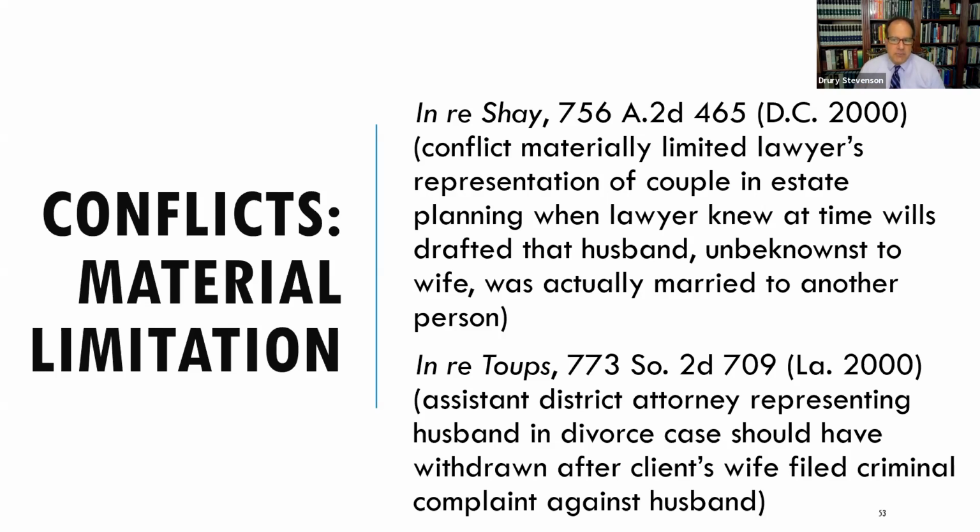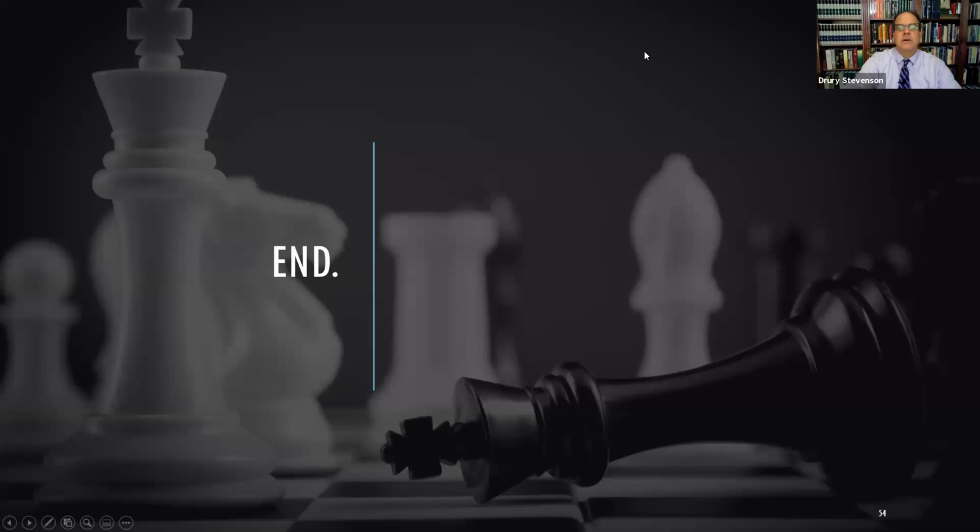Next, there was an example from Louisiana in 2000. Let's say an assistant district attorney representing a husband in a divorce case should have withdrawn after his client's wife filed a criminal complaint against the husband. So he's representing one person in a divorce, but in some small towns, you have private firm lawyers who also do contract work as the prosecutor, district attorney for a certain town. And so now all of a sudden he's supposed to be prosecuting his own client, and that is a conflict of interest. That ends our lecture on material limitations.